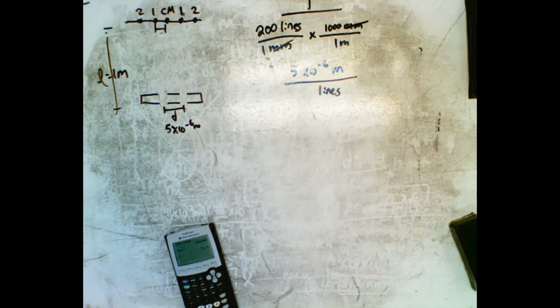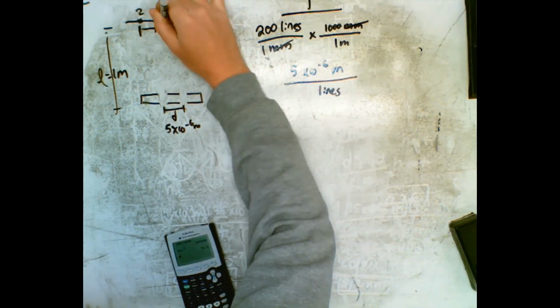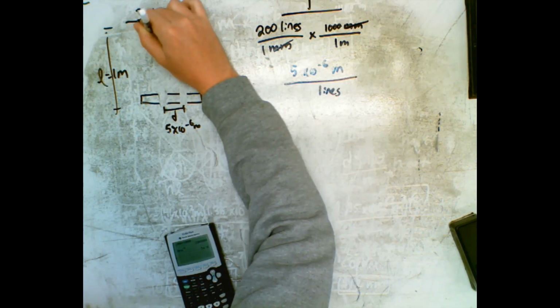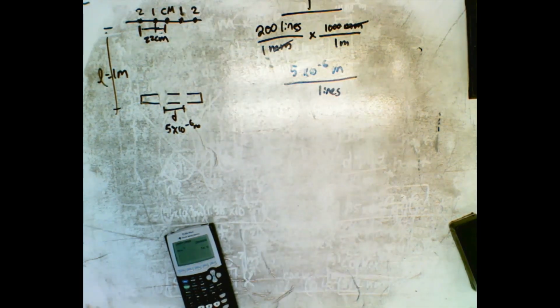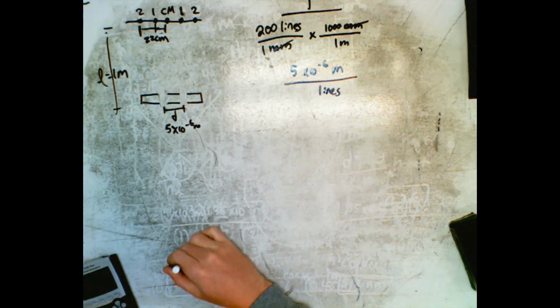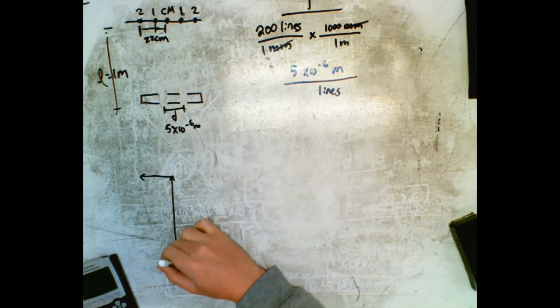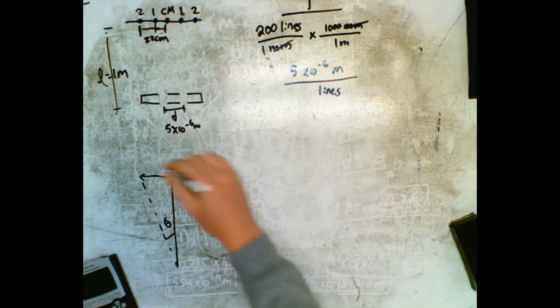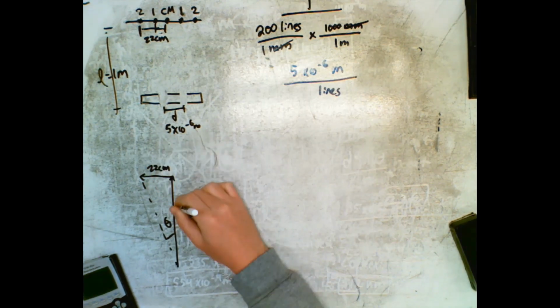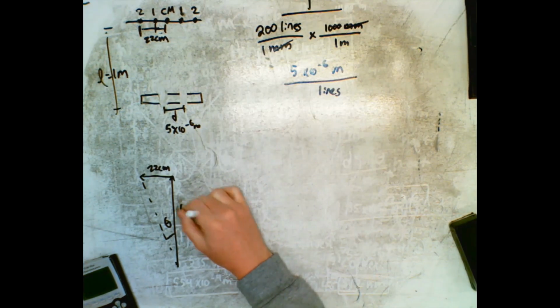Okay, the question also says that to the second maxima is 22 centimeters. So this distance from central maximum to our second one is 22 centimeters, and we want to determine the wavelength of the light. So very first thing we're going to do is check to see if our angle is less than 10 degrees. This is 22 centimeters, and this is 1 meter. That's the length of the screen.